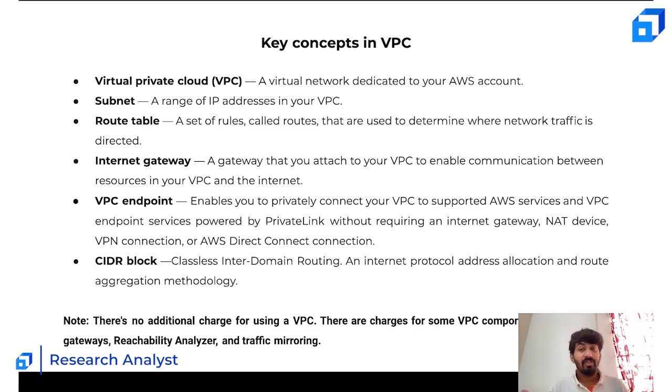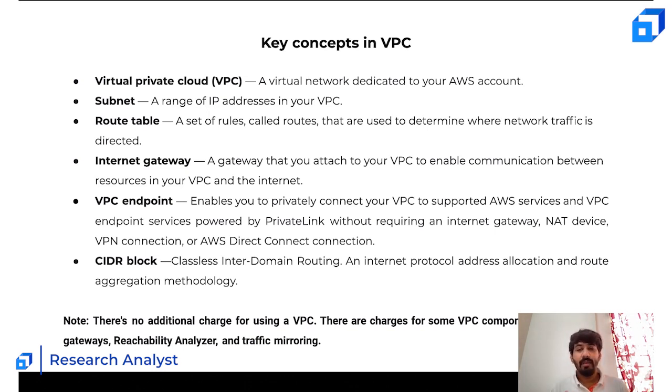So once it's attached to the VPC, any resource within the VPC will be able to access the internet. So that basically is an internet gateway. And then a VPC endpoint. It enables you to privately connect to your VPC, supported AWS services and VPC endpoint services powered by PrivateLink without requiring an internet gateway, NAT device, VPN connection, or AWS Direct Connect.